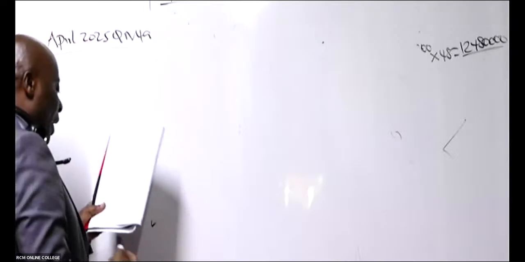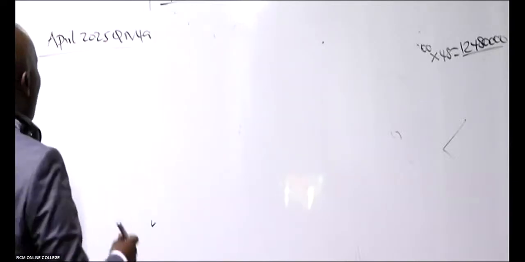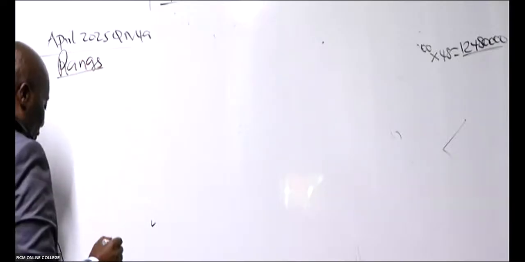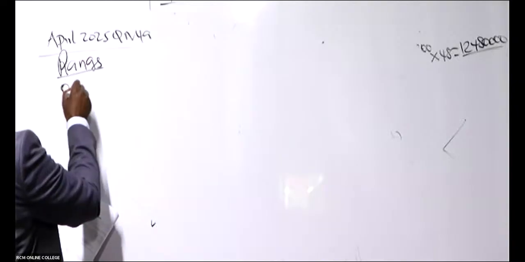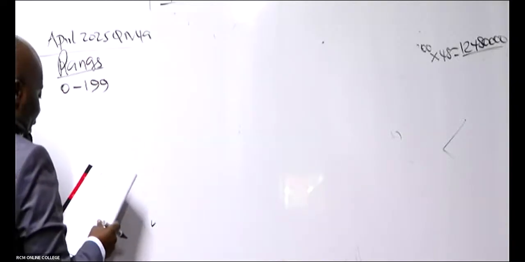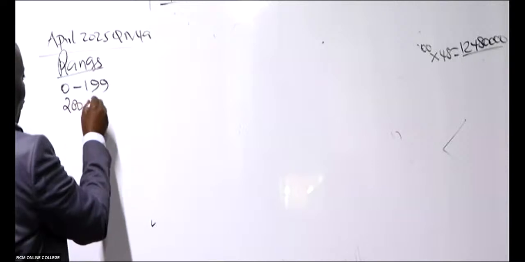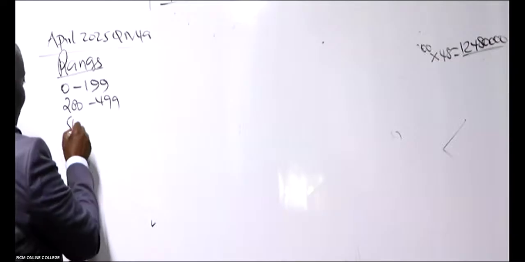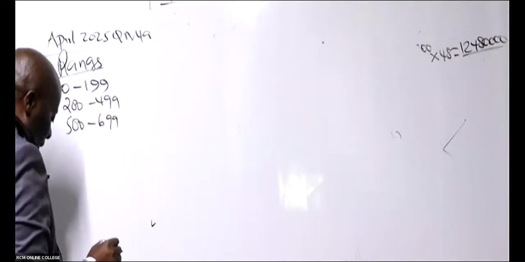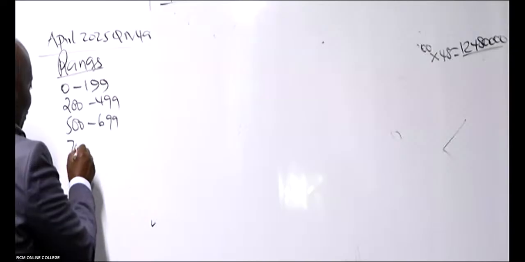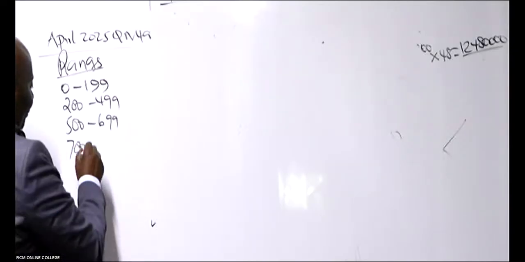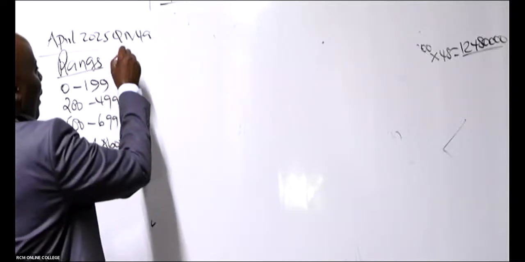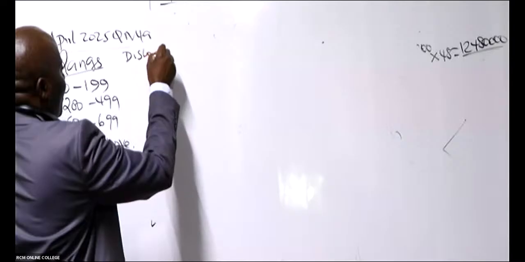How will I be able to handle it, ladies and gentlemen? The first thing that I will do, I will write my ranges. The first one is 0 to 199. I can see 200 to 499. I can see 500 to 699. I can see 700 and above. So we have here the discounts.